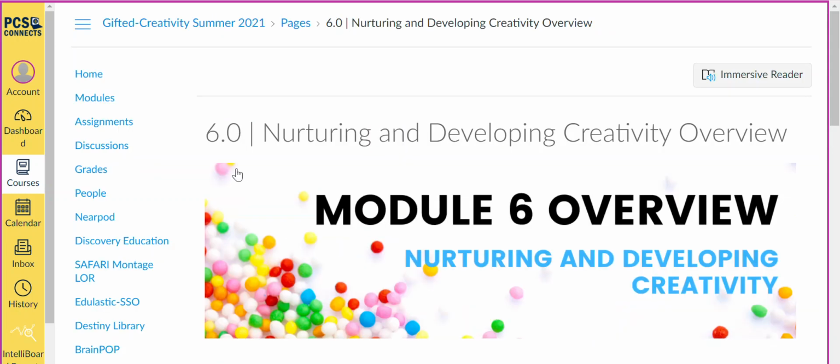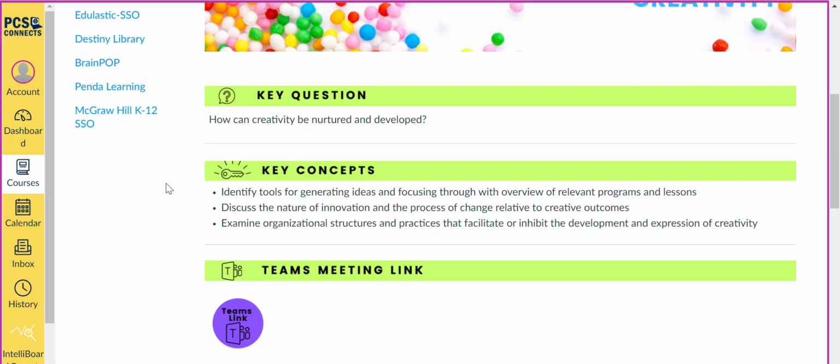So our key question here for Module 6 is going to be, how can creativity be nurtured and developed? So that is a question you need to be thinking about. It's a question that we're going to reflect on as we move forward in this module.